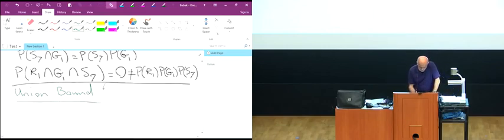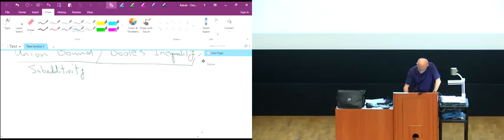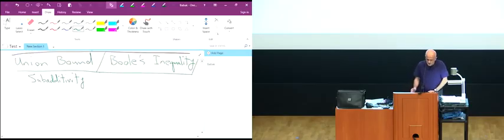Union bound has different names depending on whom you ask. It's also called Boole's inequality. And it's also called the subadditivity property. And it's quite an intuitive inequality. It simply says, well, let's write it in the two set case.